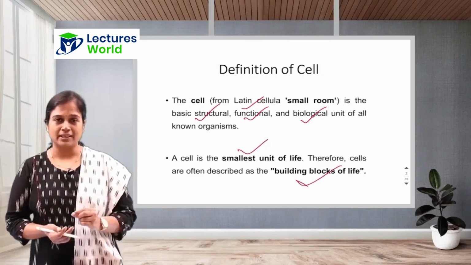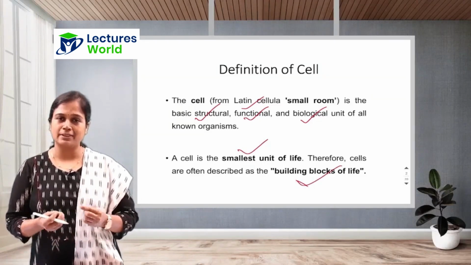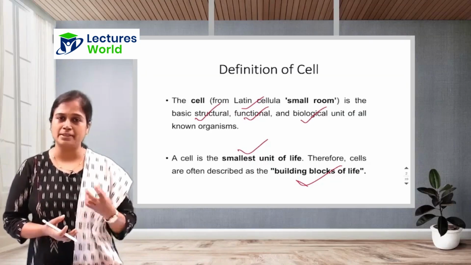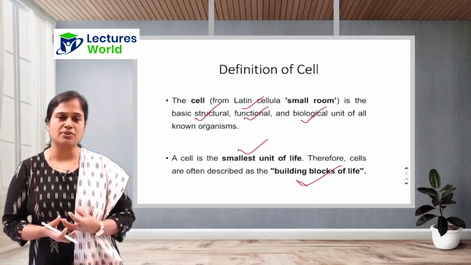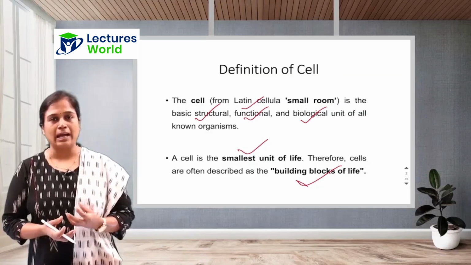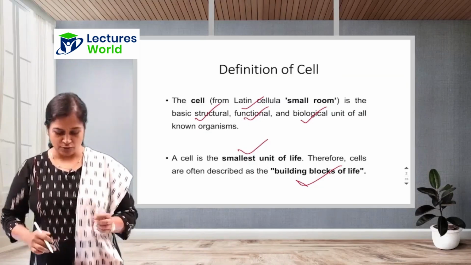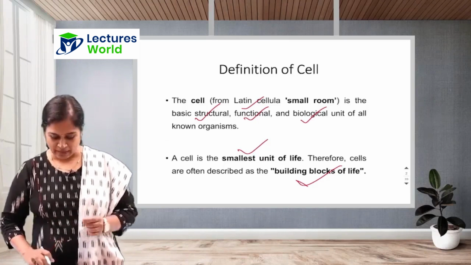So this cell is the basic structure of the human body, and when cells come together, they make a tissue; tissues come together and make an organ, organs make a system, and systems make the human body. So today we are going to learn about the cell.